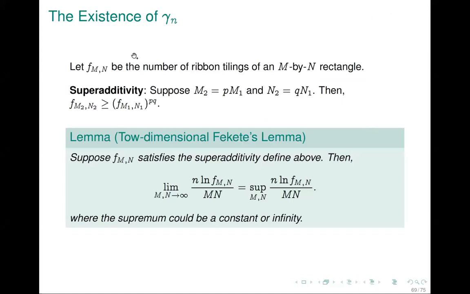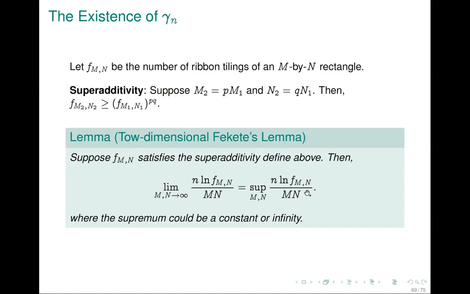To prove existence, we first observe the superadditivity. It can also be done in two dimensions, but the argument is the same. You have several small regions, and the tilings of them together form a tiling of the big region. So we have this superadditivity. Taking the logarithm, it becomes additivity. Then I prove this two-dimensional Fekete lemma using a very similar argument to the proof of Fekete's lemma, to show that this limit is just the supremum of this quantity, which could be a constant or infinity.